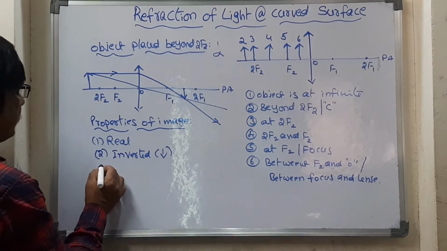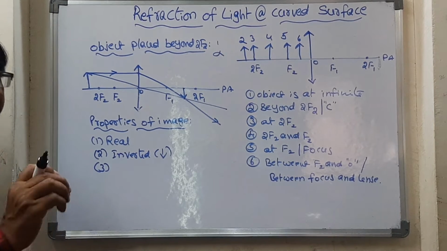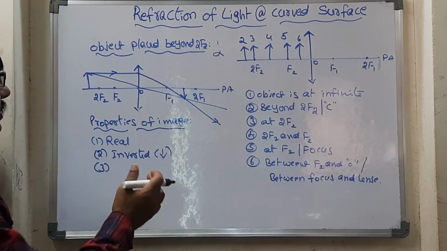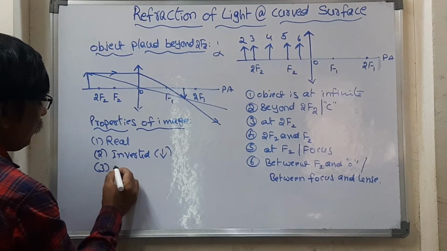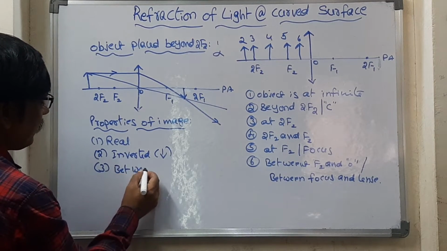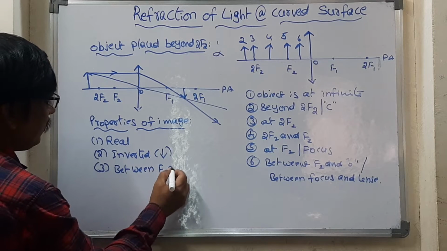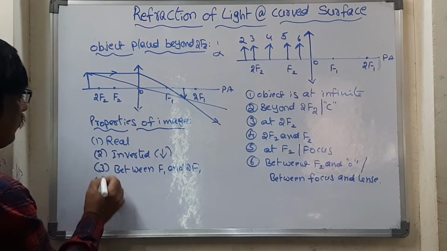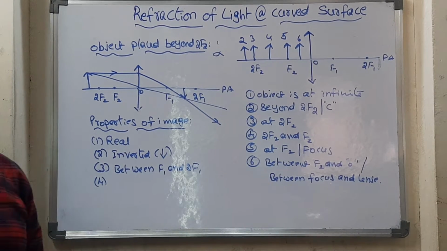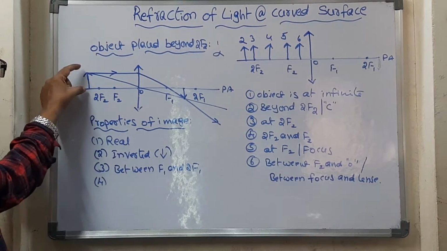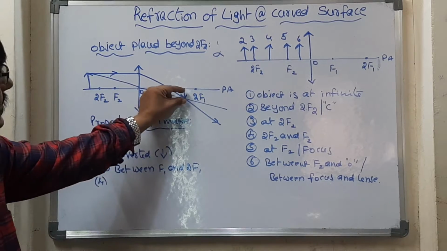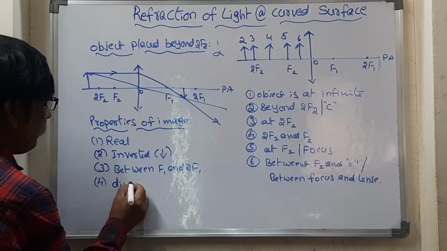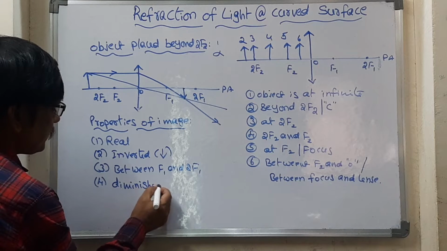And the third one is, what is the location of the image? Location of the image means where the image is formed. Where is the image formed? The image is formed between f1 and 2f1. And the fourth one is, what is the size of the image? Object size is this much, but image size is decreased. So what can we say? The image is a diminished image.